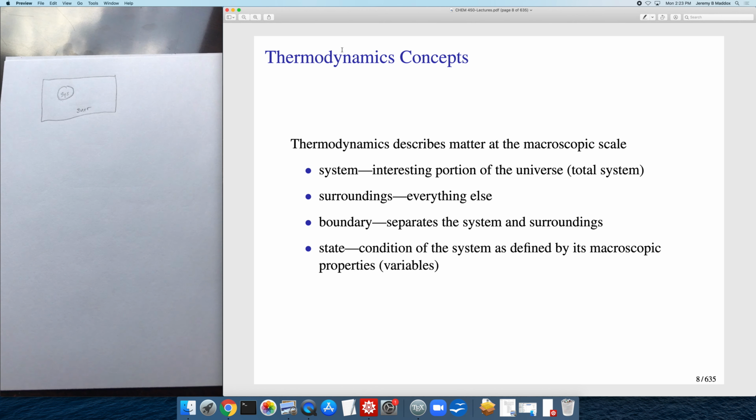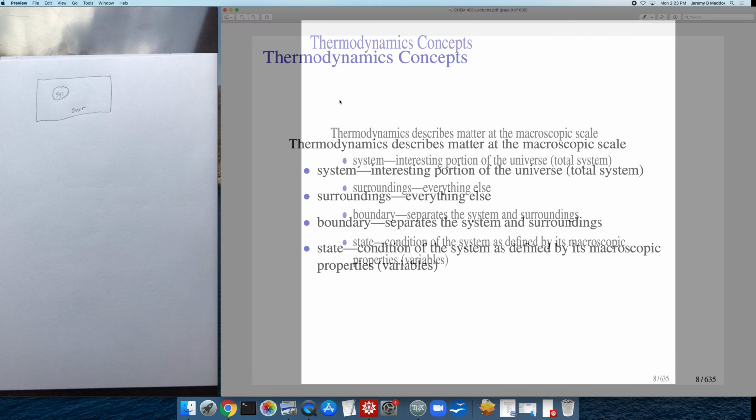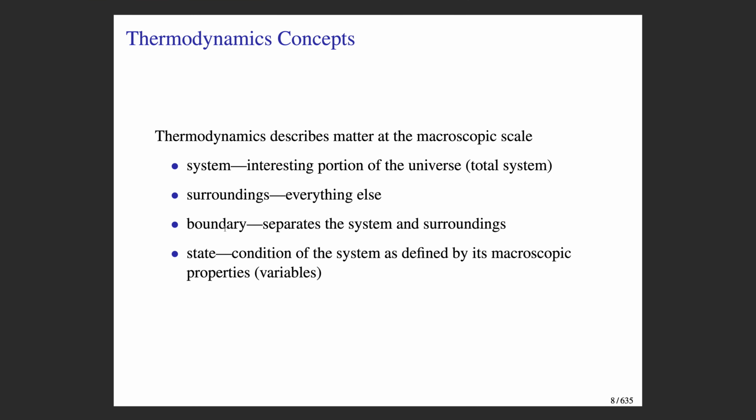Now, in thermodynamics, what we're interested in doing is characterizing the so-called state of the system. Okay? And in thermodynamics, the state of the system is defined in terms of its macroscopic properties, or you could call them variables. Okay, so these are quantities such as pressure, volume, number of moles, temperature. The values of these quantities define the state of the system. And when the system undergoes a change from one state to another, these quantities or variables can change.